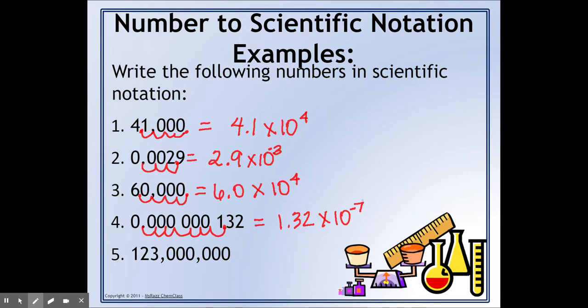Our last example on number to scientific notation, we want to move our decimal place from the end to between the 1 and the 2. 1.23 times 10. How many times did we move our decimal? 1, 2, 3, 4, 5, 6, 7, 8. So that's an 8.